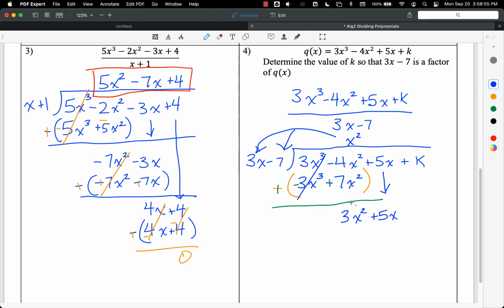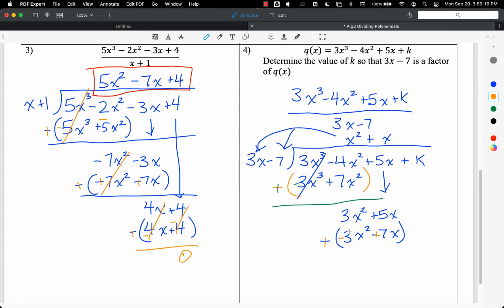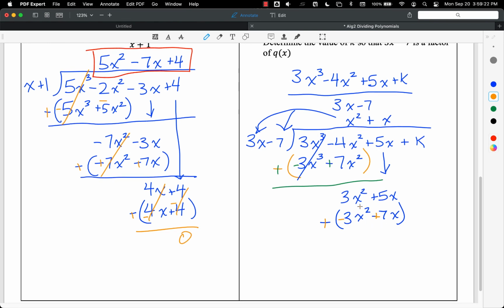From here, we're trying to match this 3x squared term. I'm going to multiply just by x, so plus x. If I multiply x and again distribute into 3x minus 7, I should get a 3x squared minus 7x. Again, we're going to take that binomial, subtract it from the previous polynomial. Let's distribute that negative, plus, minus, plus. Again, distributing the negative is the equivalent of just changing all the signs. I think you probably picked up on that. 3x squared minus 3x squared, gone. 5x plus 7x is 12x. So this is going to be 12x. Bring down the k, plus k.